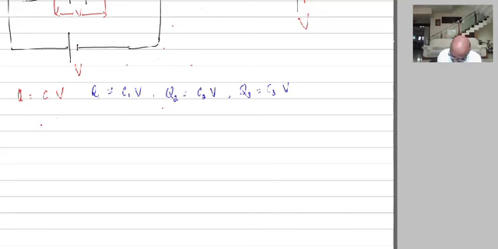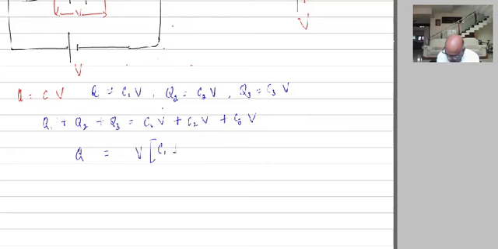Now take the sum of Q1, Q2 and Q3. Q1 plus Q2 plus Q3. What is Q1? C1V. What is Q2? C2V. What is Q3? C3V. What is Q1 plus Q2 plus Q3? That is nothing but Q. So Q is equal to what? You can take V common. If you take V common, what remains? C1 plus C2 plus C3. You can call this equation 1.